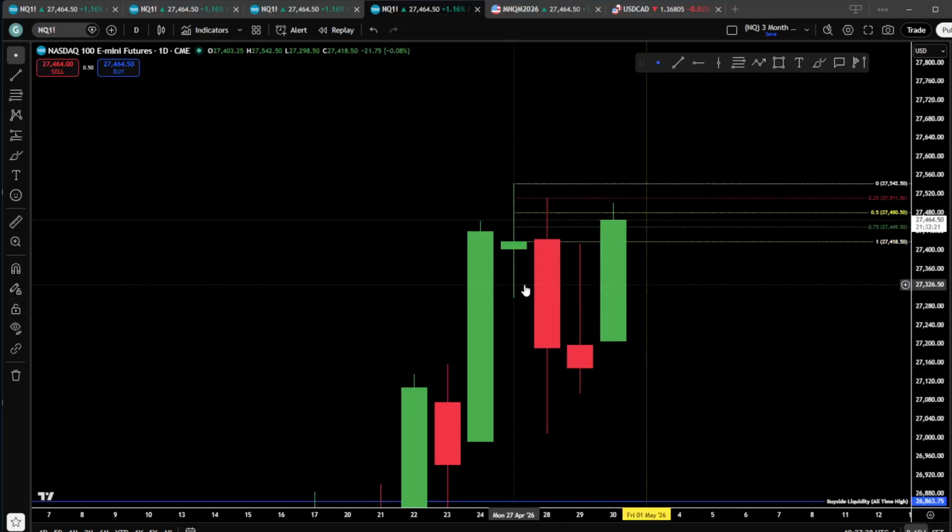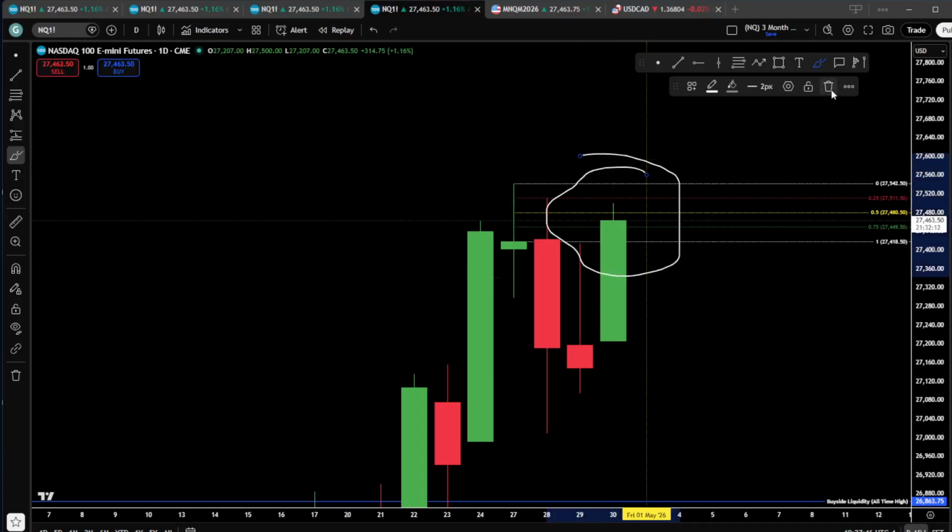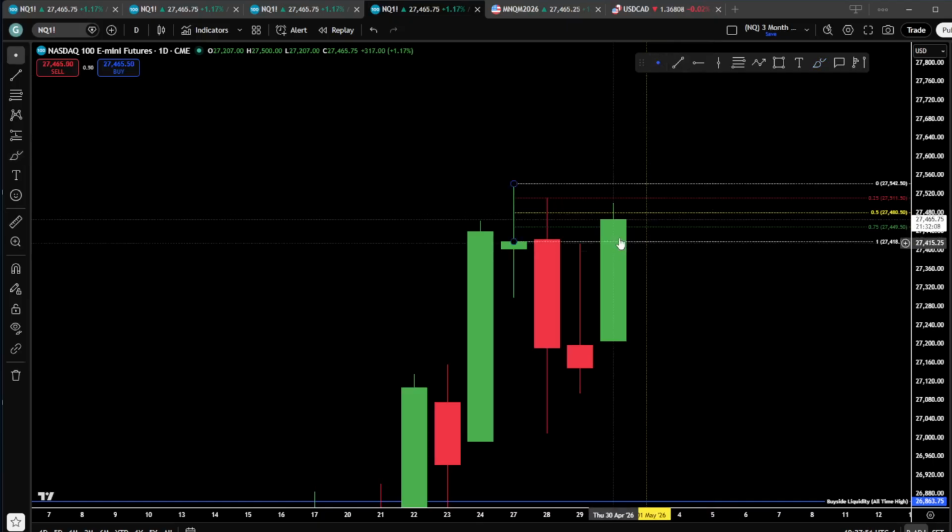So important array here, the rejection block, right? So far you can see the reaction at 50%. Any fair value gaps created in here on the hourly, at what time of day, where does price come from also, right? Does price come from expansion? Does price come from consolidation? Does price come from reversal?